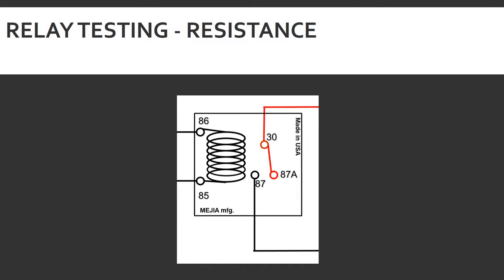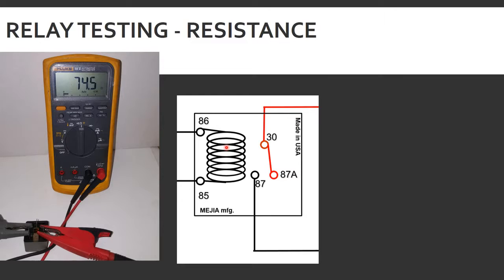So how do we test relays? Well, the most common test is done by checking the resistance. This means that you would have to remove the relay from its socket in the vehicle and then check the resistance. Okay, so the first thing we're going to do is check the resistance of the coil.